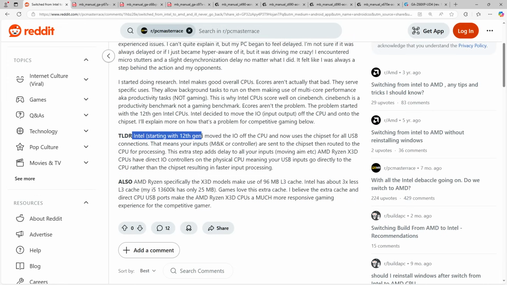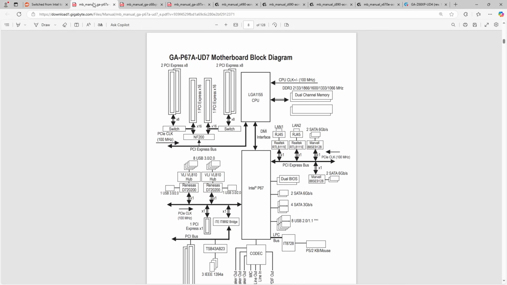Intel, starting with 12th gen, moved the I/O off the CPU and now uses the chipset for all the USB connections. Okay, well, if that's true, a second-gen Intel motherboard should have some USB ports connected directly to the CPU, right? So here's a second-gen Intel motherboard. And what you'll notice is that the CPU has a BCLK input, it has a memory controller, it has some PCIe lanes, and it doesn't have any USB ports connected directly to it.